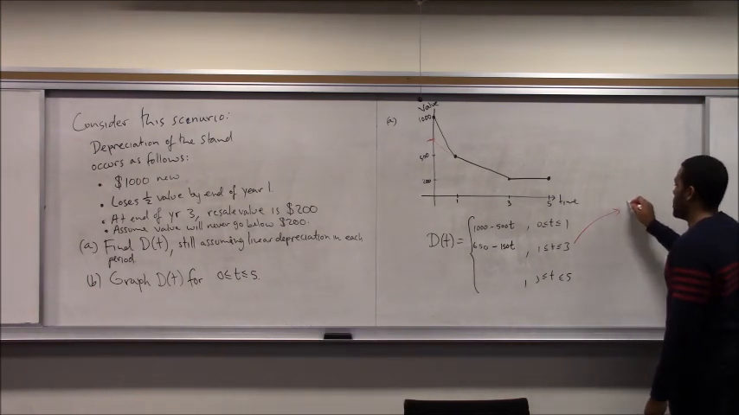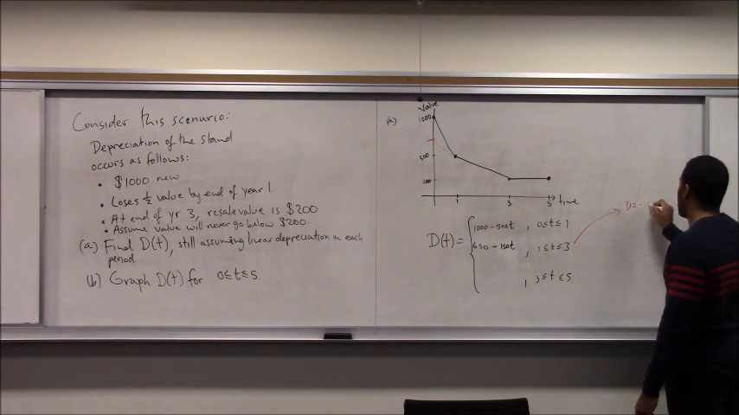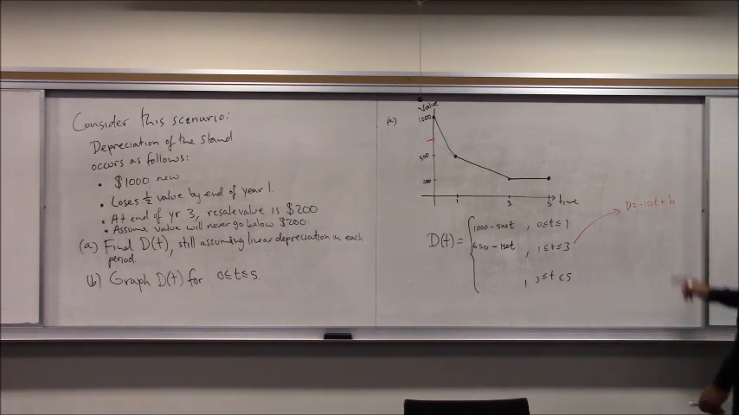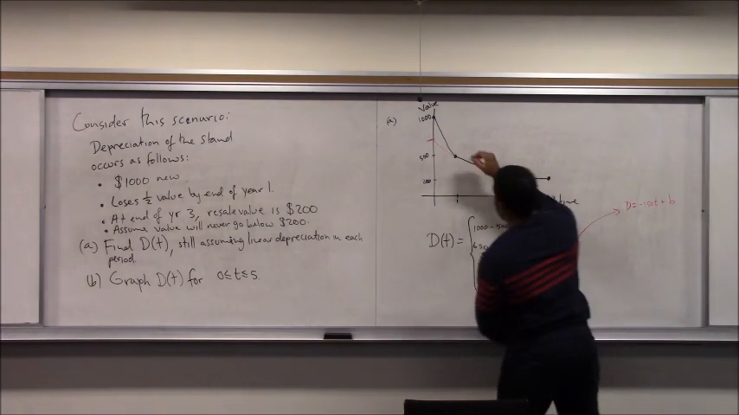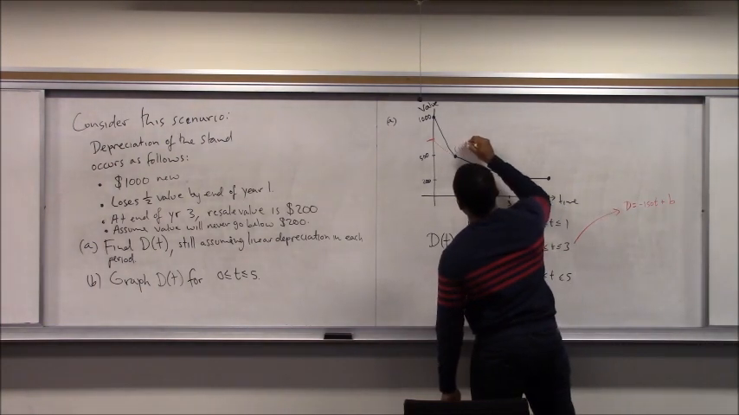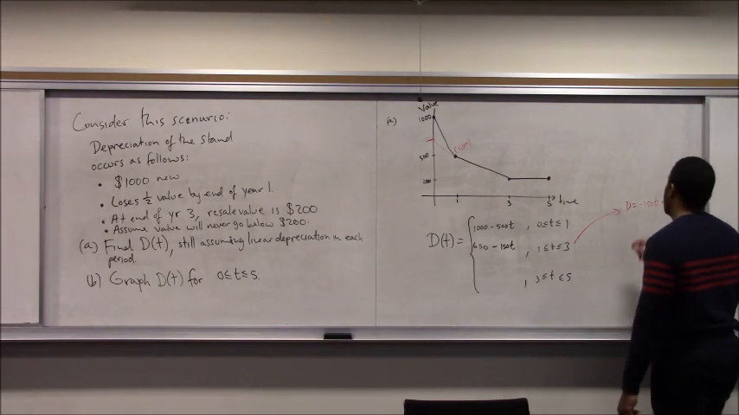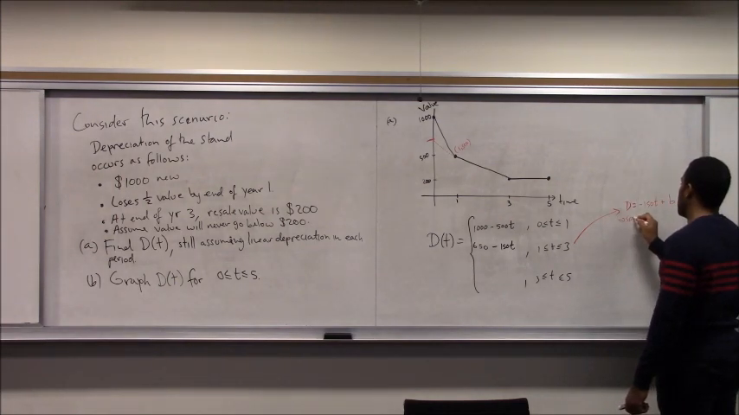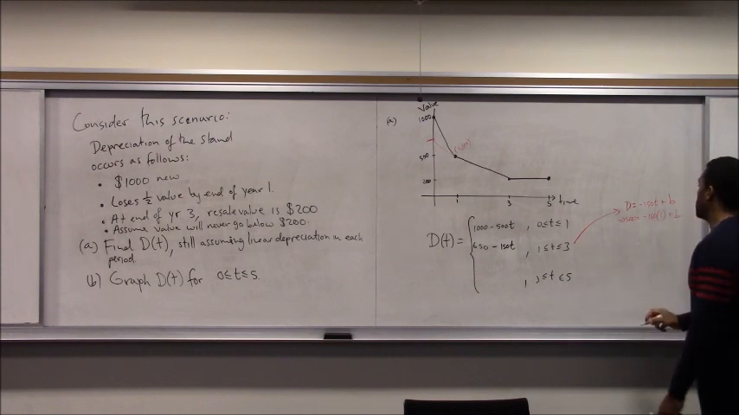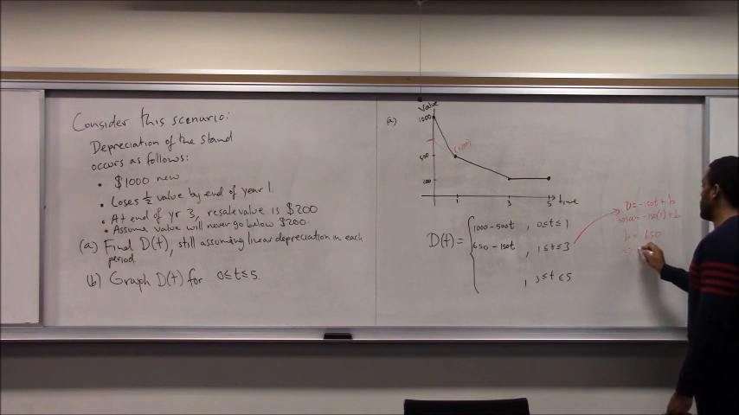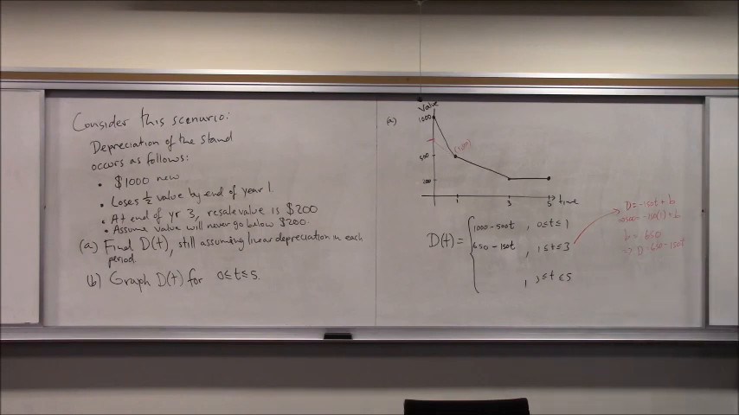Otherwise you could have done something like this. You could have realized that d is equal to minus 150t plus b, where b is the y-intercept. But then you plug in the point. You would plug in the point 1, 500. So the output is 500. t is 1. So you end up with your b is equal to 650. So you get that your d is going to be 650 minus 150t.